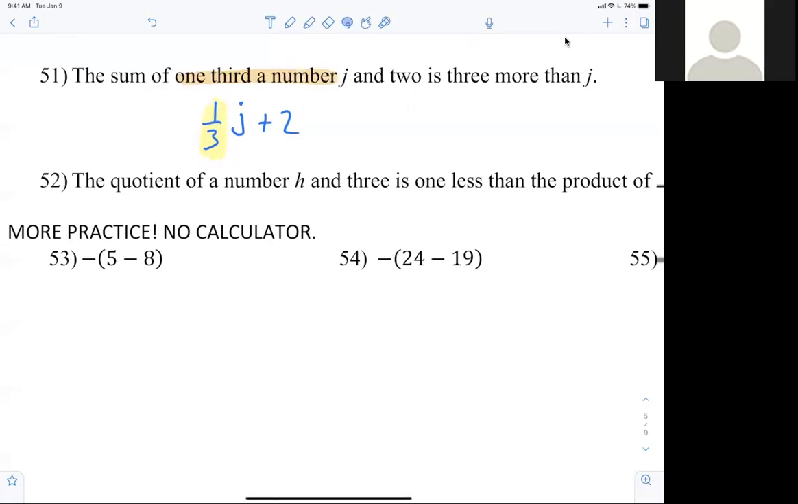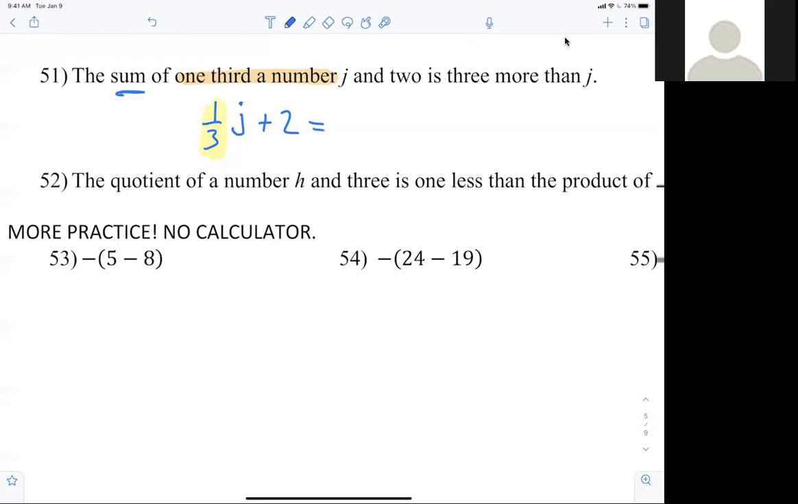Now look at that and make sure, again, I don't want you writing it down. I want you to translate it. 1/3 a number. How do you write 1/3 of a number? 1/3 times X. All right. And what are you doing? You're adding two things together. And so then is equal to, good. And then it says, 2 and 3 more than J.